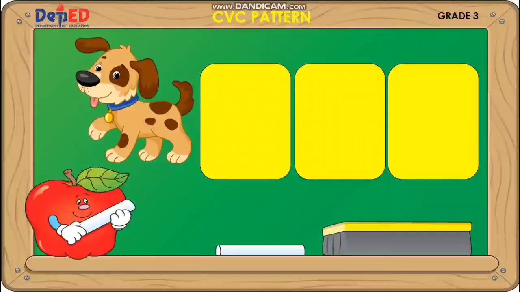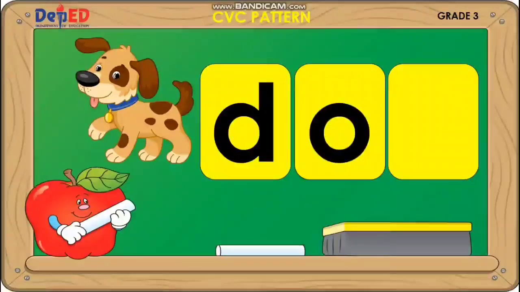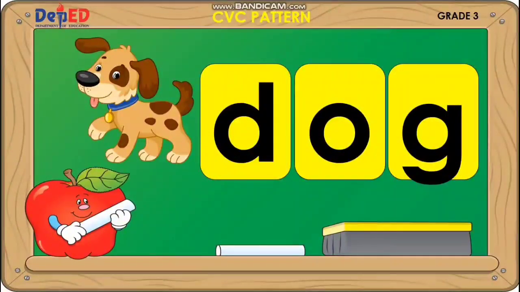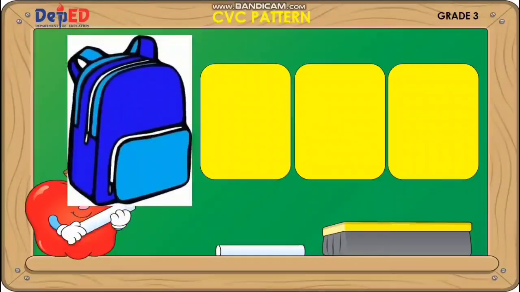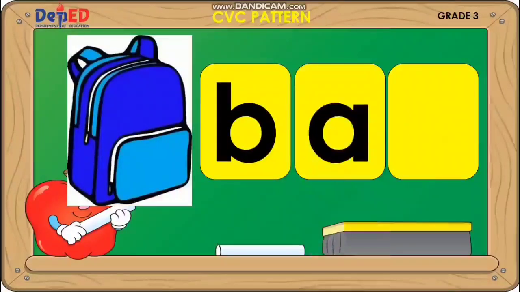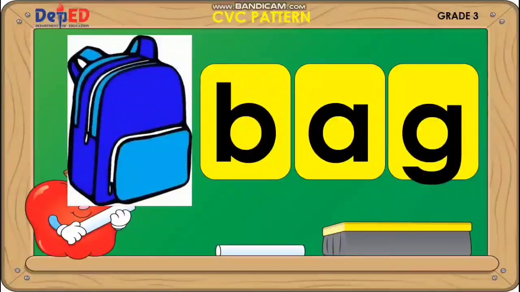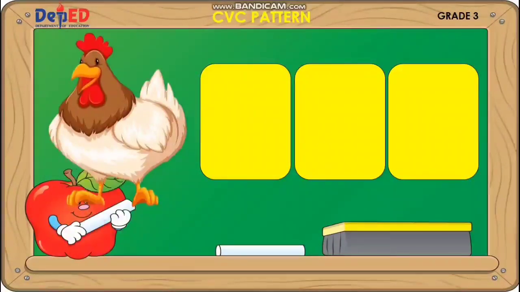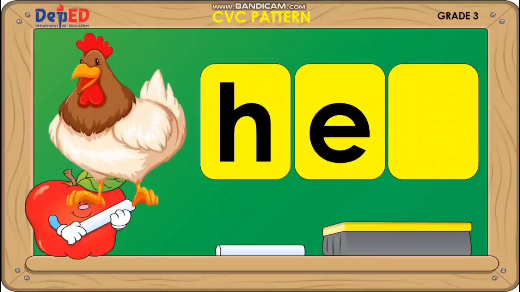How do we spell the word dog? Very good. Dog is spelled D-O-G. Very good. Next picture. This is a bag. A bag is spelled B-A-G. Next picture. This picture is a hen. Very good. Hen is spelled H-E-N.